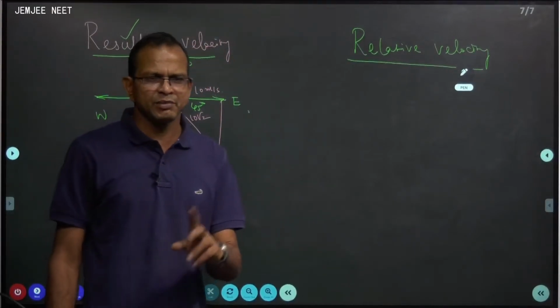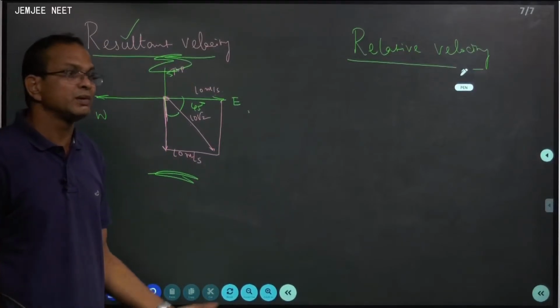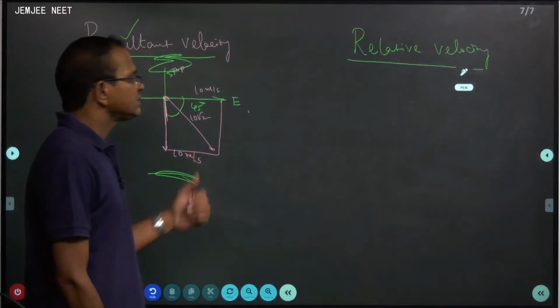At any point of time you can represent only 4 directions on a paper. You cannot represent the rest 2. You can imagine. Understood? This is called resultant.